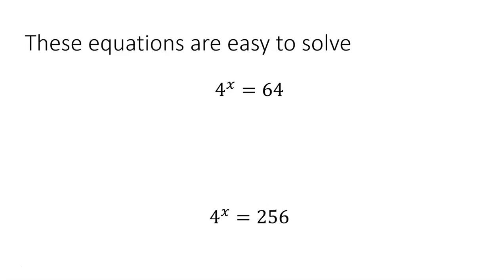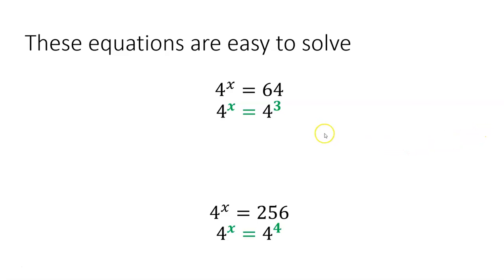So these equations are easy to solve right here because we can get the same base on both sides. That's been our strategy so far all along. You might be able to solve these ones in your head. 4 to the x power equals 64. Well, 64 is a power of 4. 4 to the x power equals 256. 256 is also a power of 4.